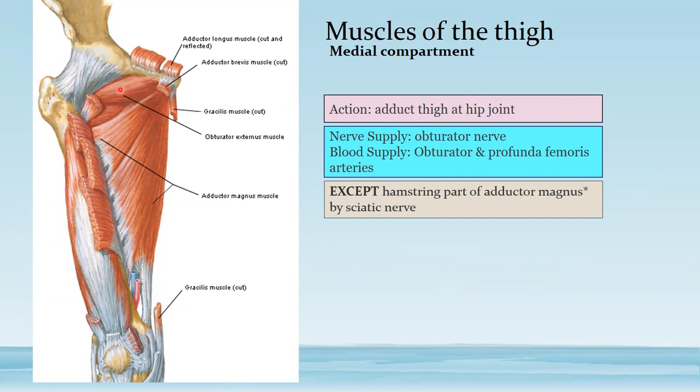So we have the obturator externus, which actually covers the obturator foramen, the gracilis, and you have the biggest muscle, which is the adductor magnus. So 1, 2, 3, 4, 5 muscles of the medial compartment.